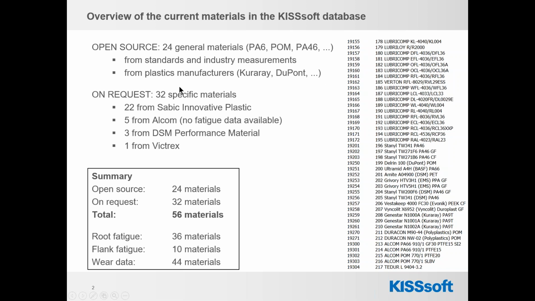We also have 32 specific materials which are on request. 22 of these are from SABIC, then we have some from Celanese, DSM, and Victrex. It means that when you install the software, you don't get these material files with the installation, but you have to ask for these text files and then we send them to you. This is basically the request from the manufacturers or from the providers of the material data, so that they can gather some information about who is using their materials.